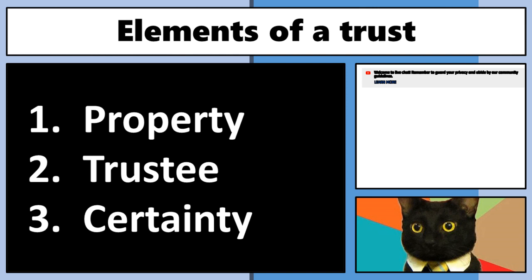There must be property, because trusts are about the separation of legal and equitable title. That property must be vested in a trustee, sometimes involuntarily. Sometimes they do it because they want to, sometimes they do it because they don't want to. All right? And there must be certainty. We'll spend a whole lecture explaining certainty, but for today, I'll explain a little bit about what we mean by certainty. We'll start with property.